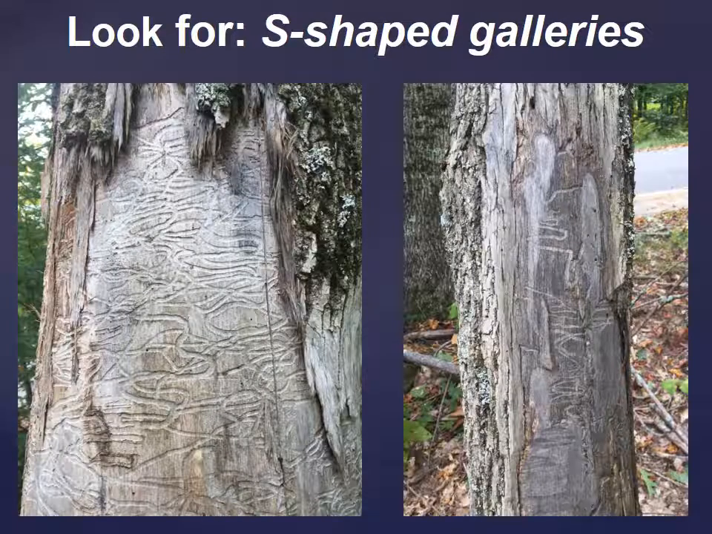Now we'll look at the signs and symptoms of EAB. One of the most obvious and distinctive signs are the S-shaped galleries that the larvae make under the outer bark of the ash tree. There are many wood-boring insects that make galleries, but you know you have EAB if the galleries are S-shaped and are on an ash tree. However, usually by the time you're able to see the S-shaped galleries, the ash is already dead.